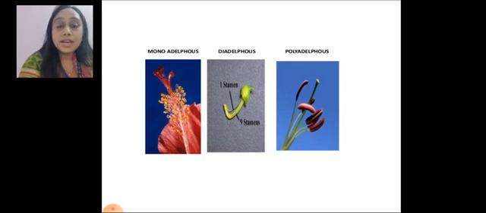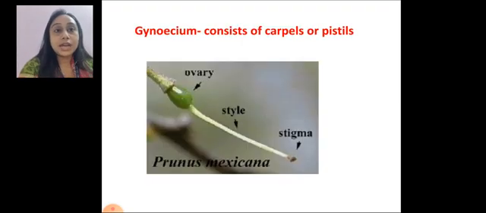Those kinds of stamens are called monoadelphous. Mono means one, so they are grouped in one. Number 2 kind is diadelphous. If the stamens are arranged in 2 groups, then we call it a diadelphous arrangement of stamens. Sometimes all the stamens are free, they are not fused. That kind of arrangement of stamens is called polyadelphous.